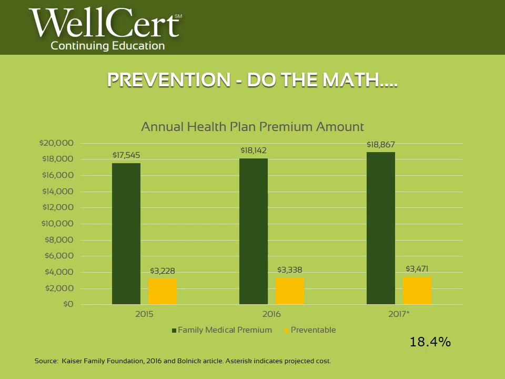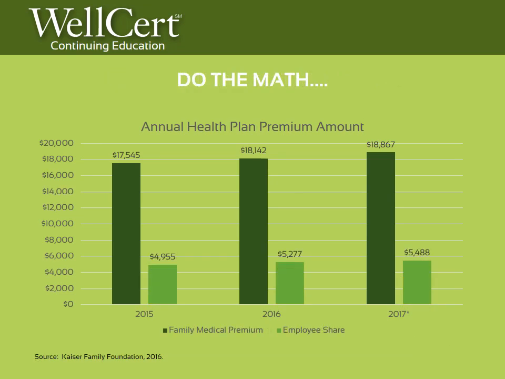So what it's saying is this is the portion that it would reflect if we were to use those minimum interventions that have been documented in our literature. And this really builds on the Bolnick article, and the asterisk indicates the projected cost. That's the 2017 cost at the time that this particular graphic was made. The 2017 amount was projected rather than actual. Now let's do the math on another portion of activity, and this is the Kaiser Family Foundation 2016 report on 2015 and 2016, and then it projects 2017.